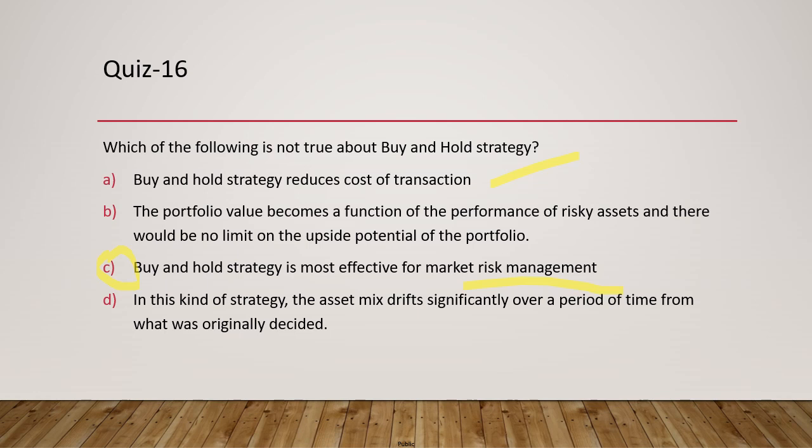In this kind of strategy, the asset mix drifts significantly over a period of time from what was originally planned. Yes, it is true, because when you started, you allocated your investments into, say, 10 different assets. Now the value of each one of them has changed differently, and because of which your asset mix has drifted, because you are not changing your portfolio. Remember, this is a buy and hold strategy where the portfolio churning does not happen.